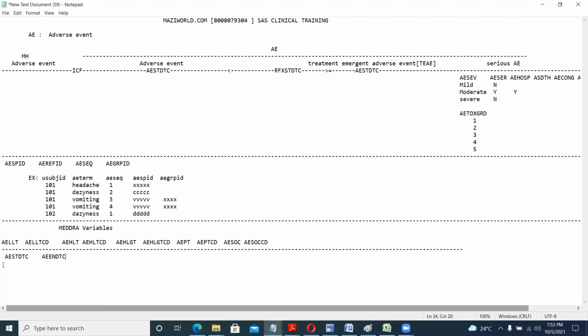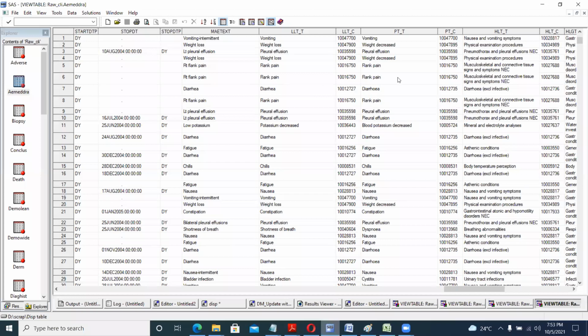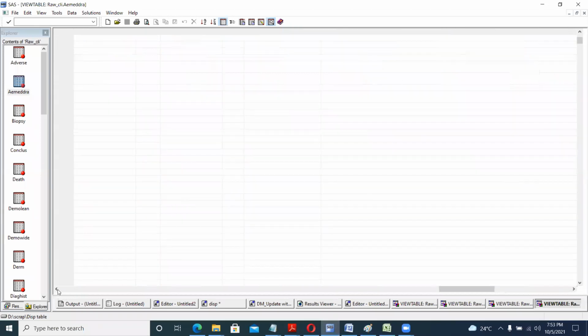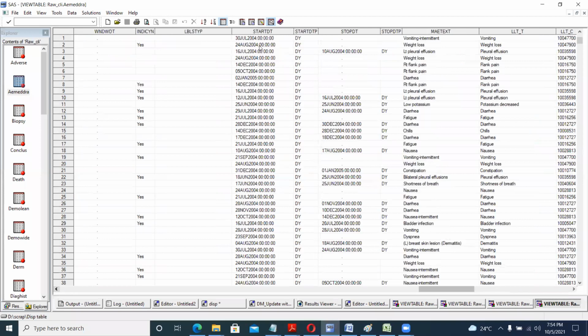But in the raw data, this variable name should not be there. You need to create it in your SDTM. But what will be there in the raw variable? Let's go to the raw data and check. If you scroll the bar to the left side, you can see this is a start date and this is a stop date. Start date is when the adverse event came across, and stop date is when the adverse event ended.